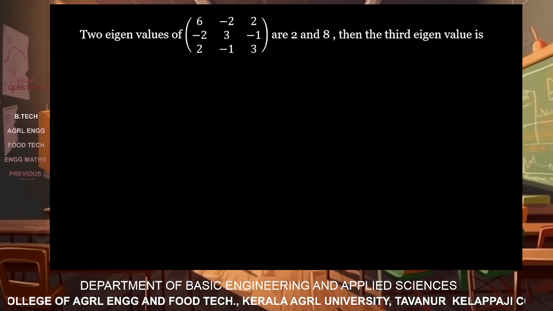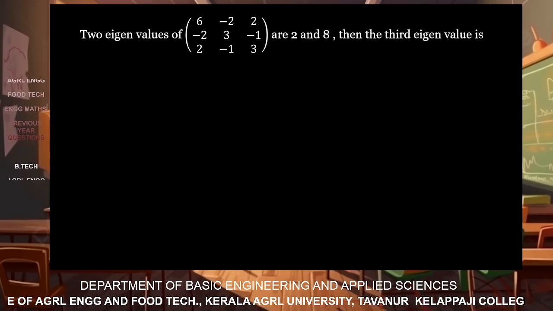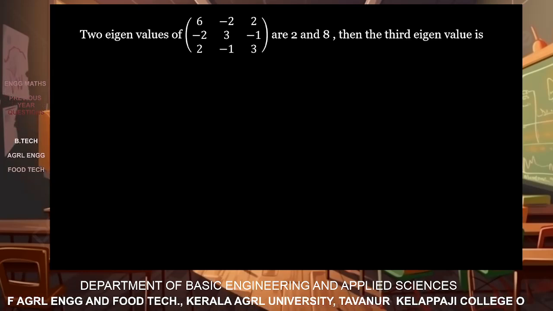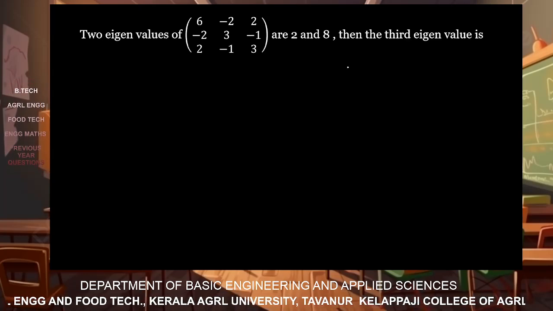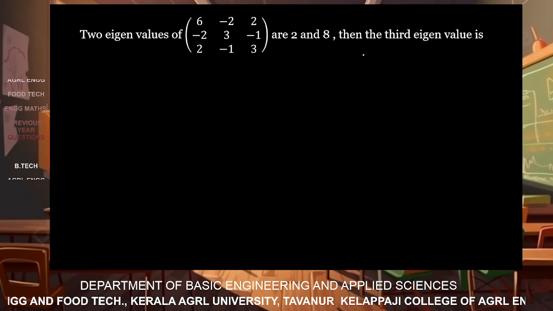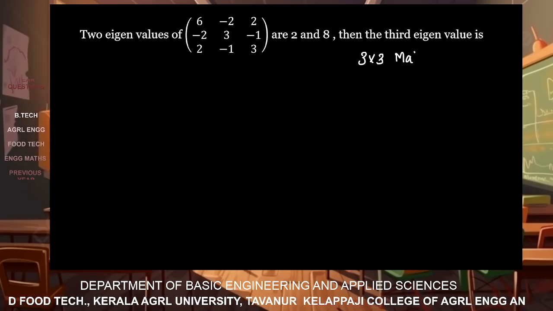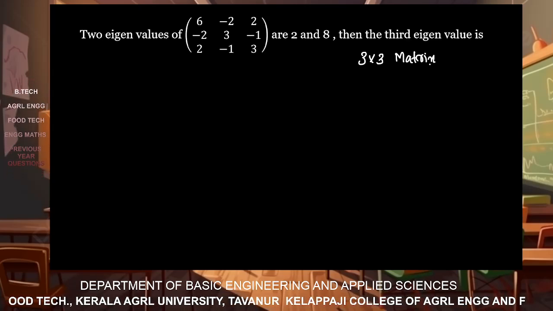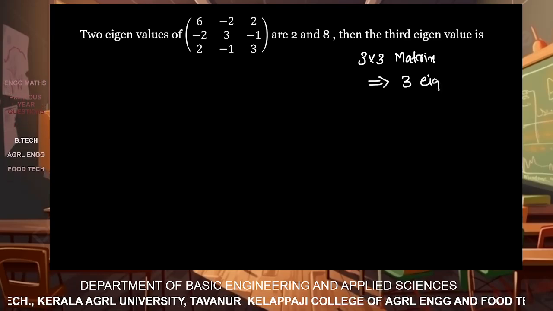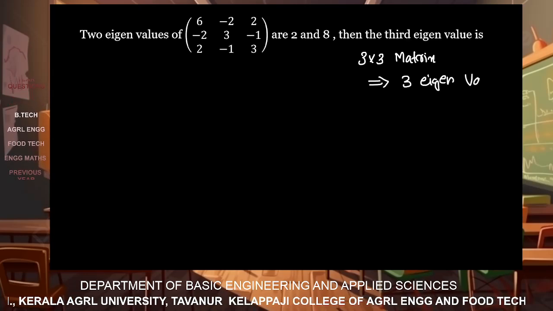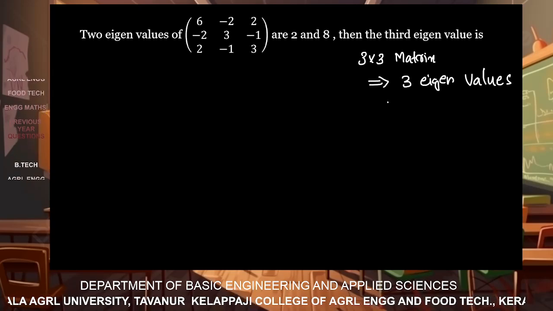This is the first question. Two eigenvalues of the given matrix are 2 and 8. Then the third eigenvalue is. So here it is a 3 by 3 matrix, and therefore there should be 3 eigenvalues. They need not be different, but there should be 3 eigenvalues for a 3 by 3 matrix.